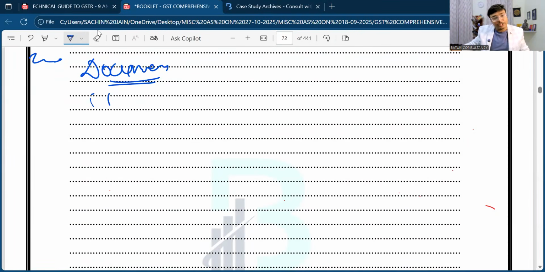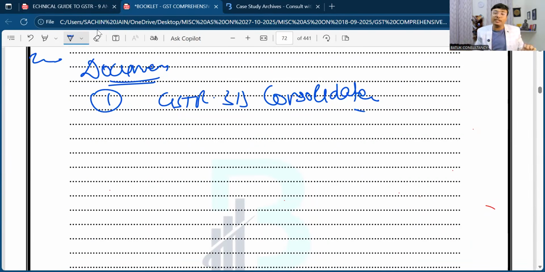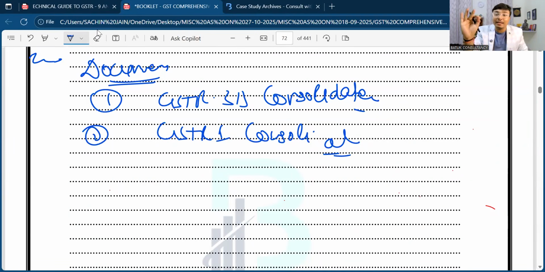The first documentation is your GSTR 3B, consolidated. That is for financial year 2024-25, from 1st April 2024 to 31st March 2025, you have to take a consolidated GSTR 3B generated from books of accounts. Okay. GSTR 1, that is also consolidated in Excel. You just need to take the whole year GSTR 1 generated from the accounting software in the Excel.